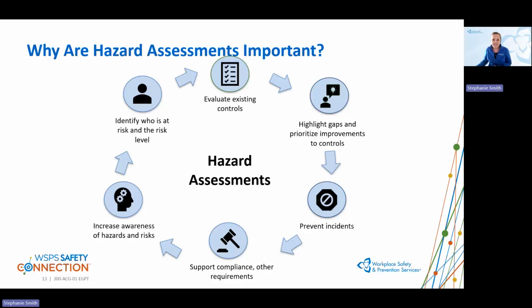It can help prevent incidents. If we know what the hazards are and we know what the controls are in place and we know that they're effective, it can help prevent accidents in the workplace.